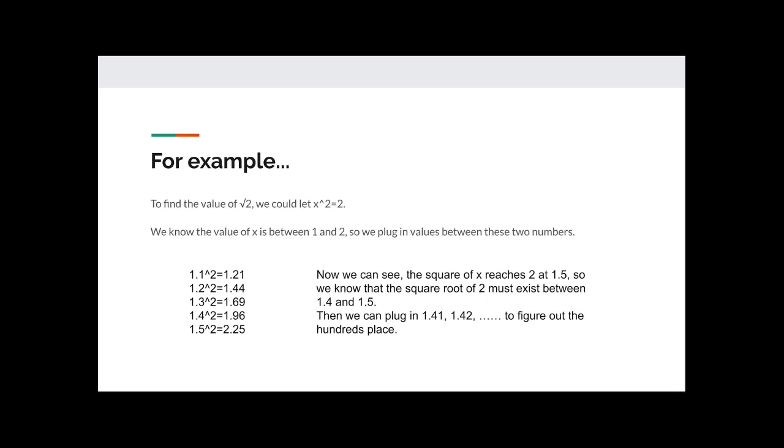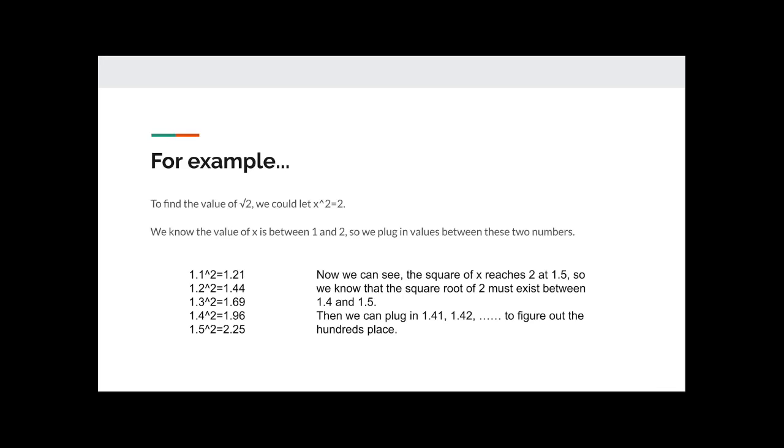For example, if we want to find the value of the square root of 2, we could let x squared equal 2. So we know the value of x is between 1 and 2. We plug in the values between these two numbers. The square of 1.1 is 1.21. Square of 1.2 is 1.44. Square of 1.3 is 1.69. Square of 1.4 is 1.96. And the square of 1.5 is 2.25.